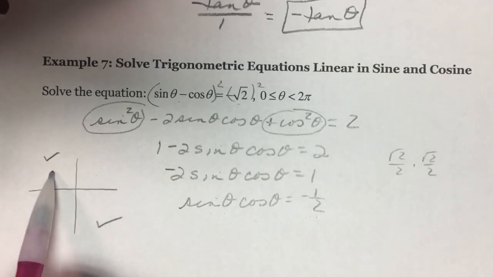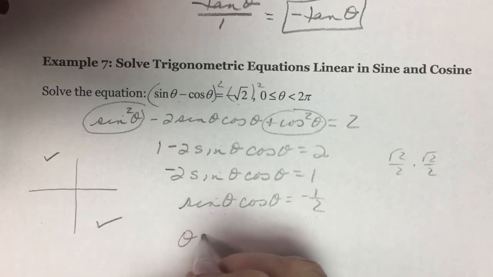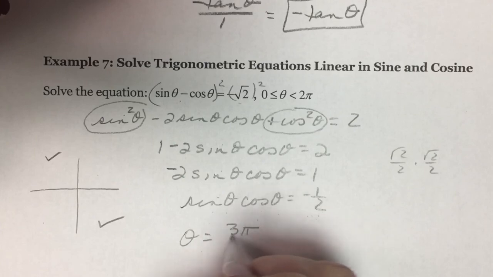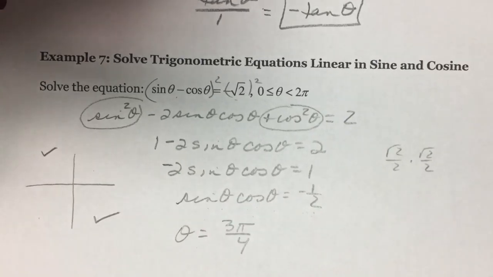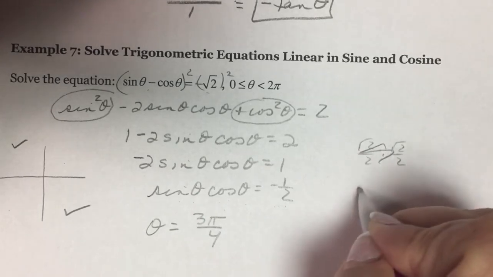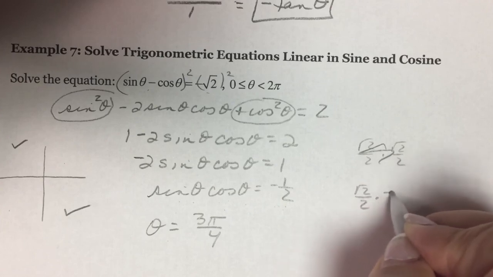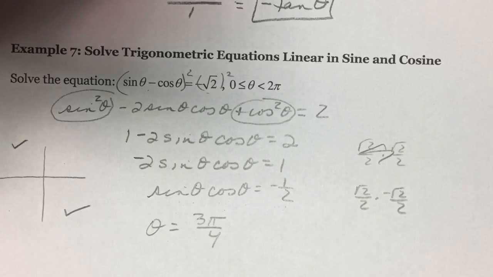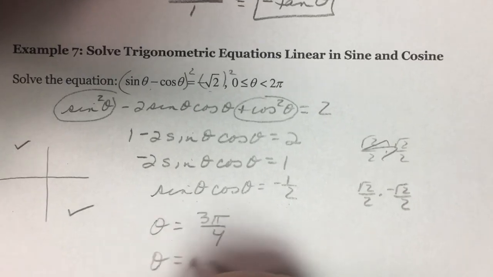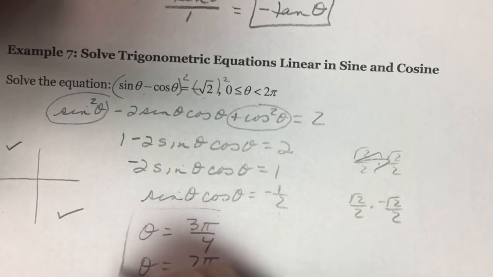So what is the second quadrant angle where that is true? Well, the second quadrant angle would be 3 pi over 4. And let's just quickly check it. The sine of 3 pi over 4 is root 2 over 2, and the cosine of 3 pi over 4 is negative root 2 over 2. If I multiply those, I'm going to get negative 1/2. And the fourth quadrant angle where that is possible is 7 pi over 4.